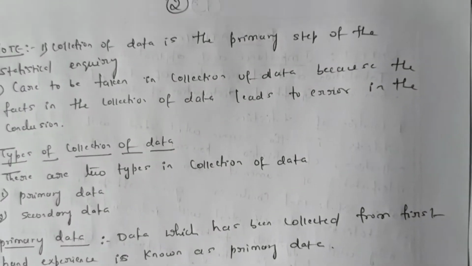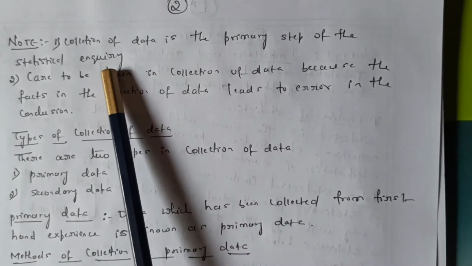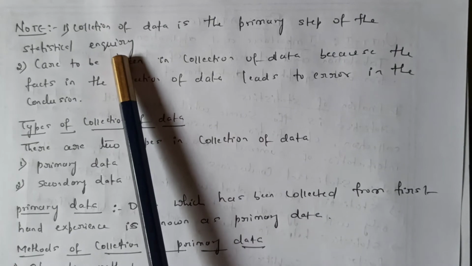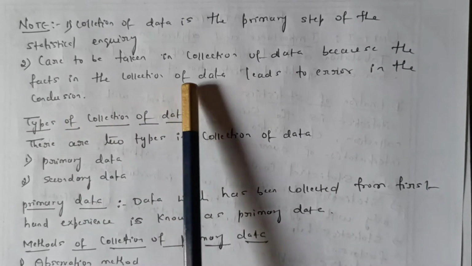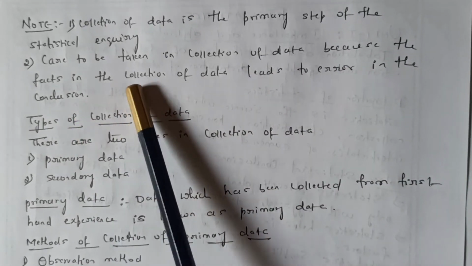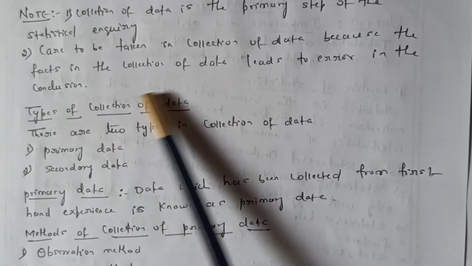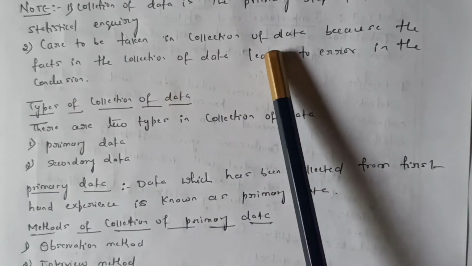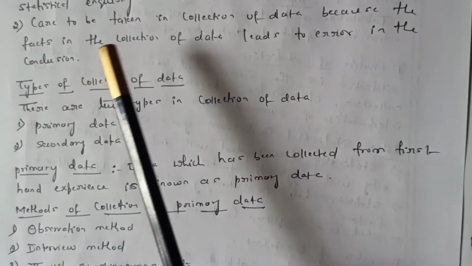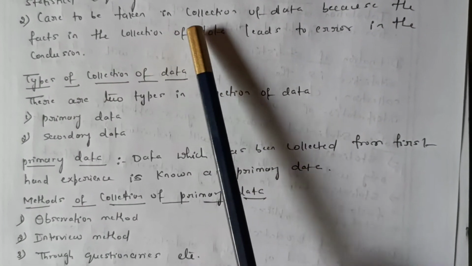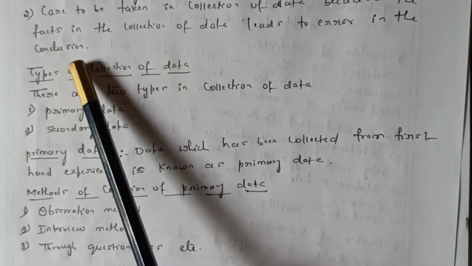So next we have a note. Collection of data is the primary step of the statistical inquiry. So this is the first step in statistics, that is the collection of data. And care is to be taken in collection of data, because faults in the collection of data lead to error in the conclusion. So if you have any errors in collecting the data, the conclusions will be wrong. If you have not taken any care, the conclusions will be wrong, because this leads to error at the end of the problem.